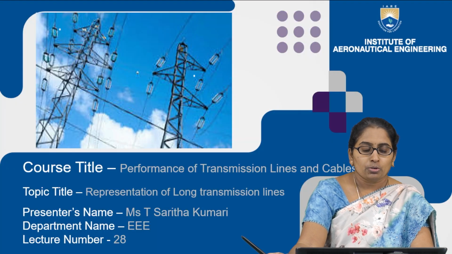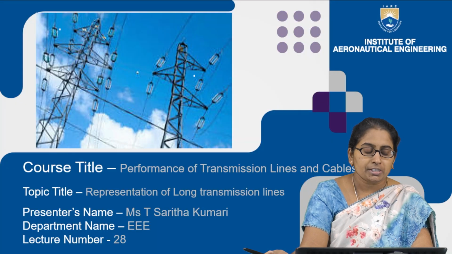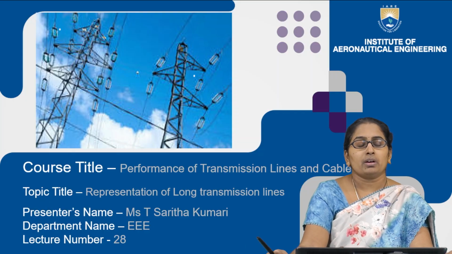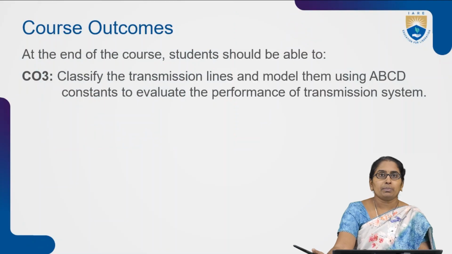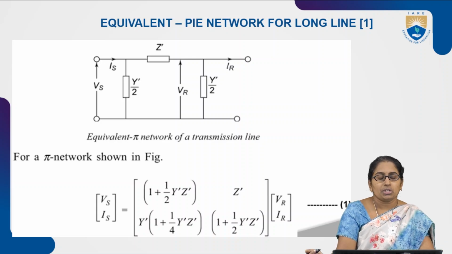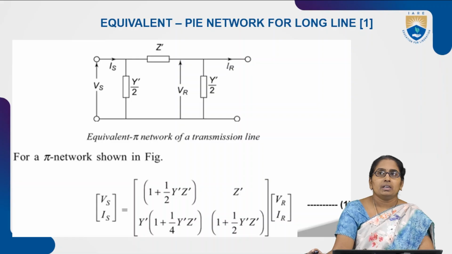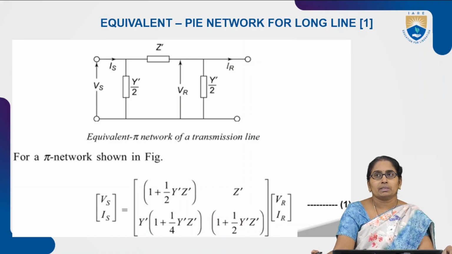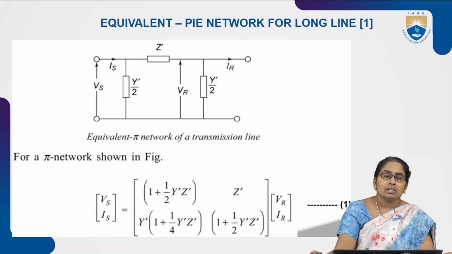Under the course Performance of Transmission Lines and Cables, the topic is representation of long transmission lines. It is mapped to course outcome 3. To represent a long transmission line, we know that for a medium transmission line there are 3 methods: end condenser method, nominal T method, and nominal pi method.